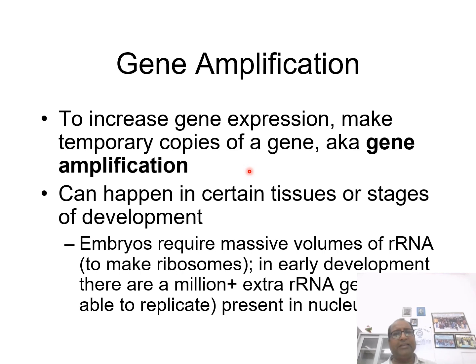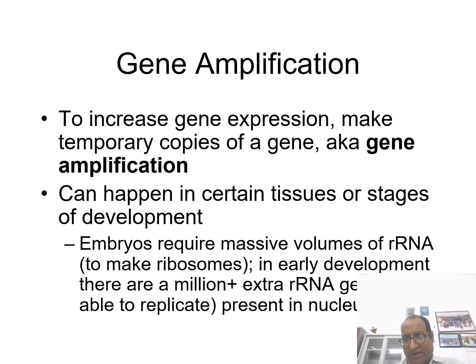So to increase gene expression, the number of temporary copies of the genes is increased. It happens in tissues like the embryo, where a high number of ribosomal RNAs are required to make ribosomes, and there are millions of extra copies of ribosomal genes, not able to replicate, present in the nucleus.